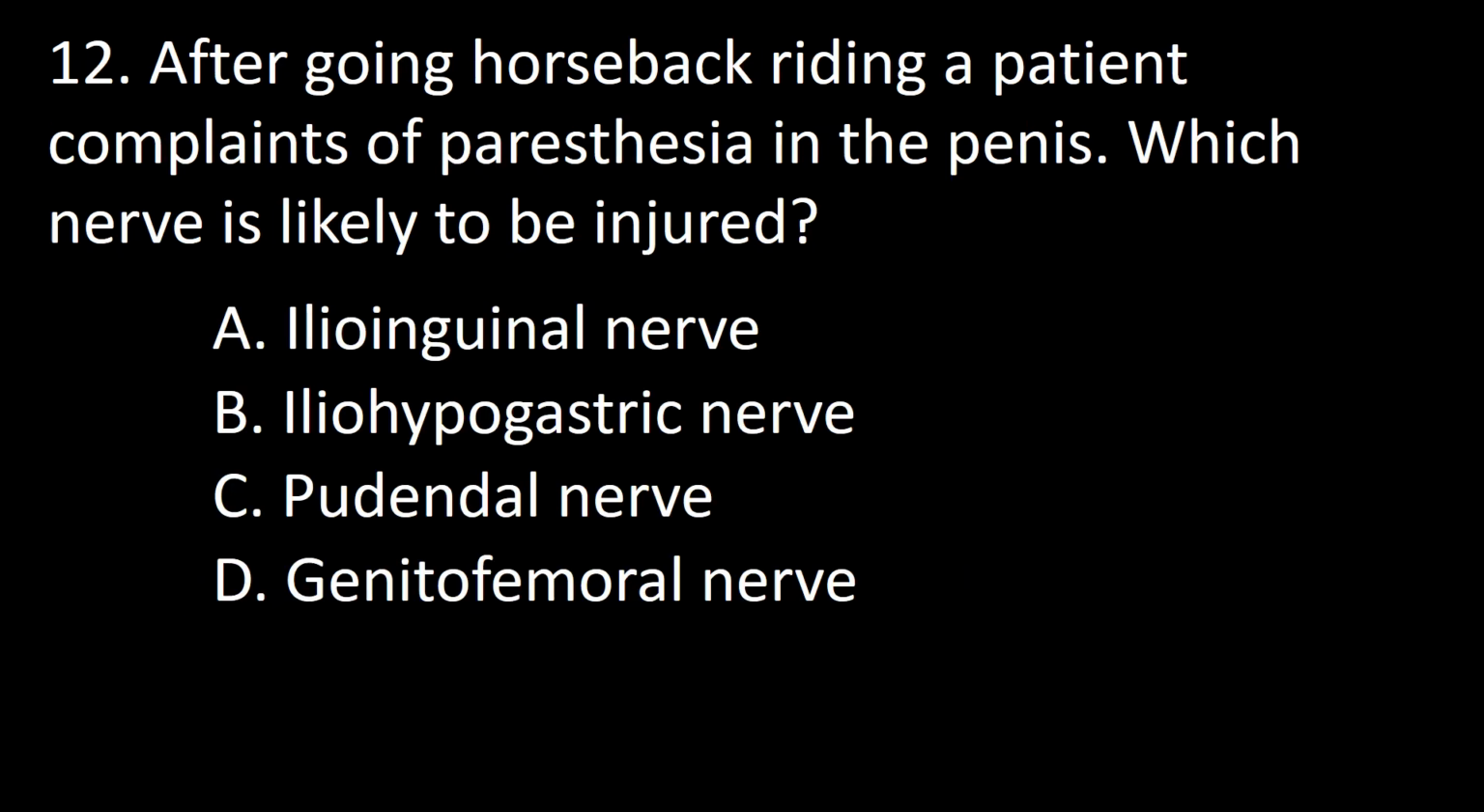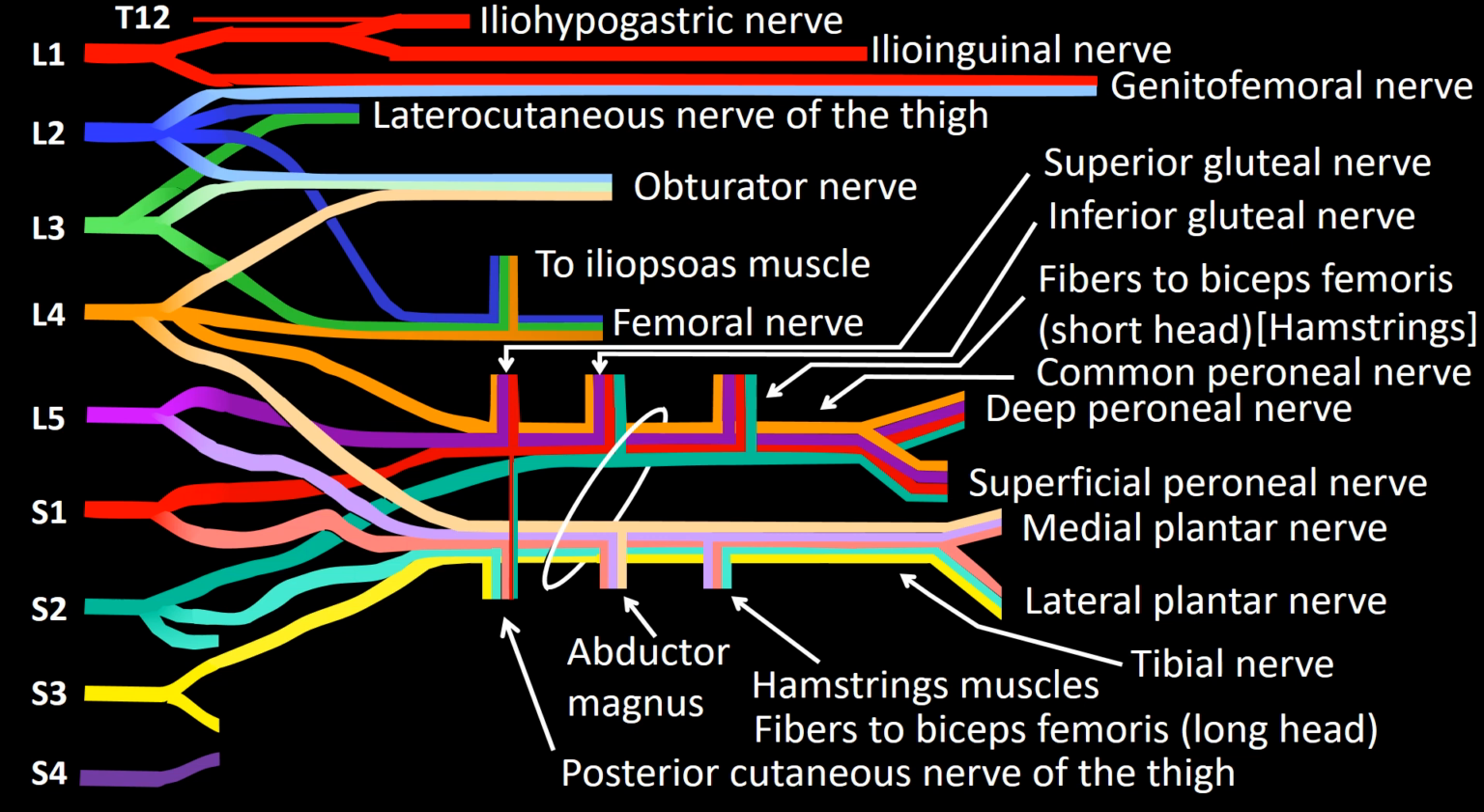Next question. After going horseback riding, a patient complains of paresthesia in the penis. Which nerve is likely to be injured? A. Ilioinguinal nerve, B. Iliohypogastric nerve, C. Pudendal nerve, D. Genitofemoral nerve. Now back to the lumbosacral plexus diagram.